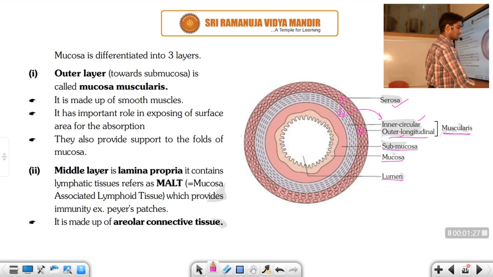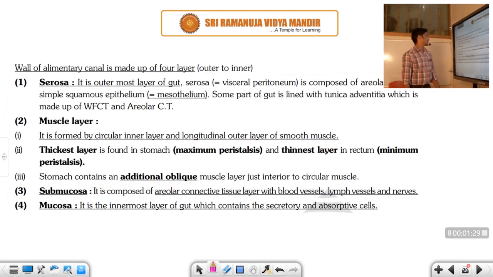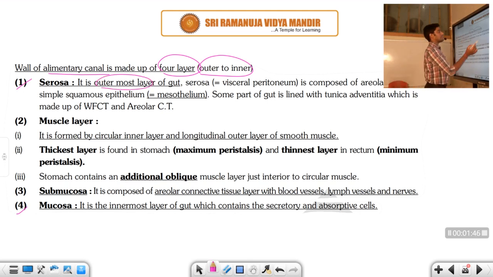Let us discuss the 4 layers. You can see the wall of the alimentary canal is made up of 4 layers. From outer to inner, what is the outer layer? Serosa. Inner is nothing but mucosa. Right, student? So we will discuss the serosa. It is the outermost layer, right? And serosa means visceral peritoneum. It is also called the visceral peritoneum.